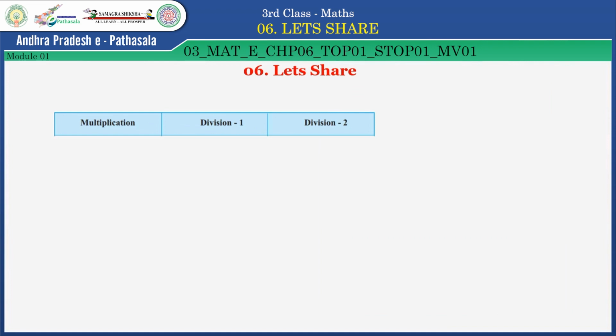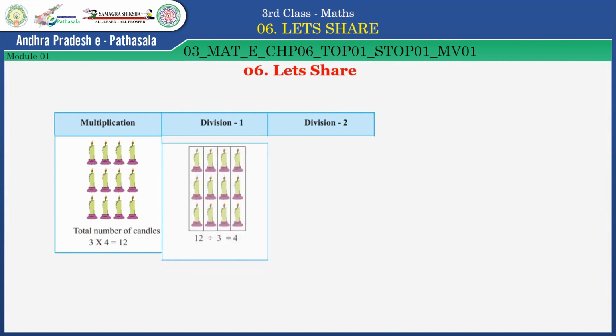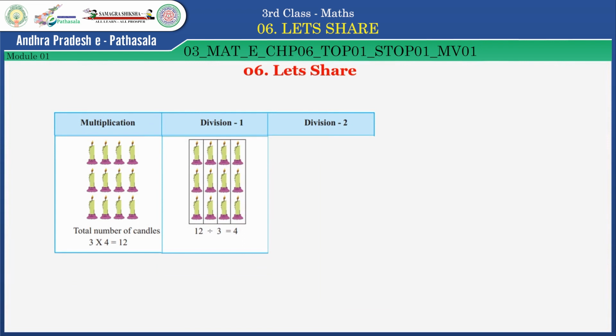See another example. There are 4 candles in each row and there are 3 rows. Then the total number of candles is 3 4s are 12. And division 1 is, there are 12 total candles and 3 candles in one row. Then the total number of rows is 12 divided by 3, which is equal to 4 rows.